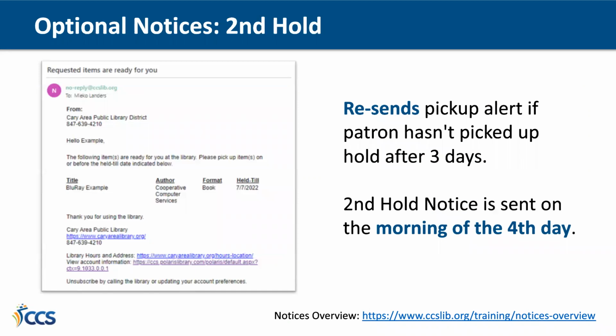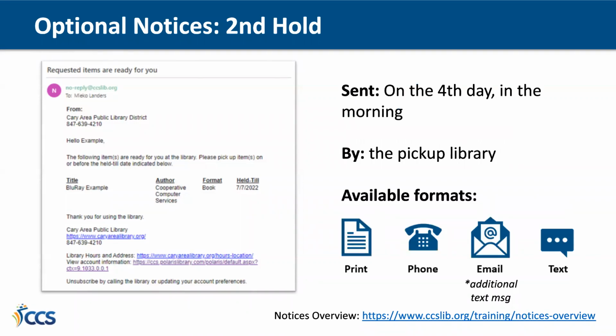One is the second hold notice. This is basically a reminder pickup notice. If the patron hasn't picked up their hold after 3 days, the pickup library will send a reminder notice the following morning. Second hold notices are sent by patron preference, and it's basically a duplicate of the original hold notice, right? There's no change in language in their email or their text. It's the exact same notice.